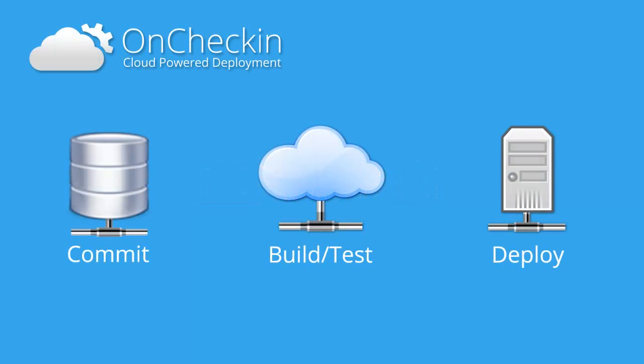OnCheckin is a continuous deployment service for ASP.NET developers that allows you to easily build and deploy your websites directly to your web server simply by checking into source control. Setting up automated build and deployment environments can be time-consuming and complicated. OnCheckin aims to simplify this, so all you need to do is point it at your source control and your web server, and OnCheckin takes care of the rest.